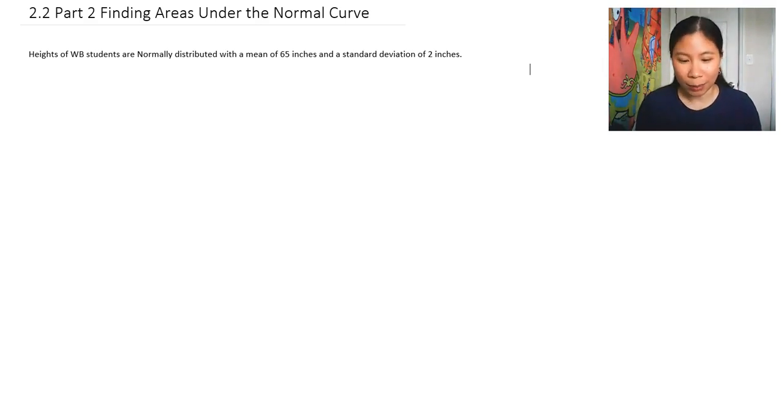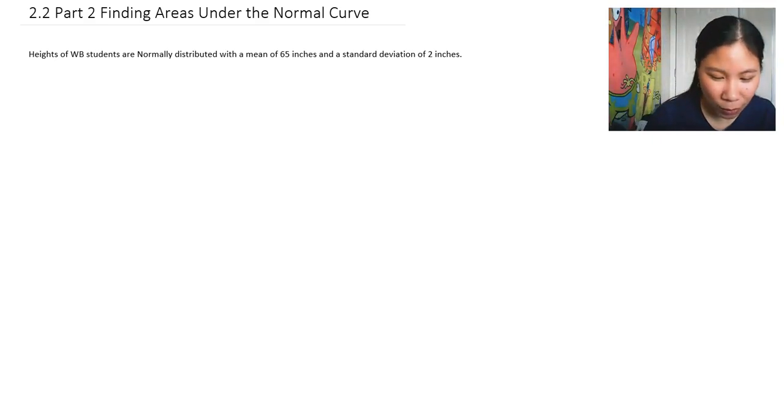The example I'm going to use is, I kind of made this up, that the heights of West Broward students are normally distributed with a mean of 65 inches and a standard deviation of 2 inches. This is the data I'm going to use for all of our problems today.